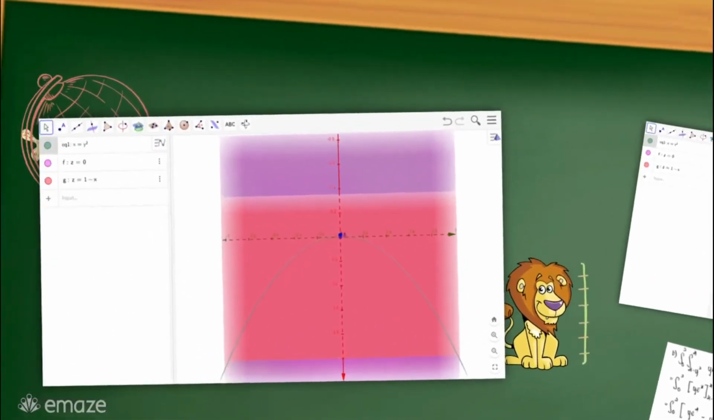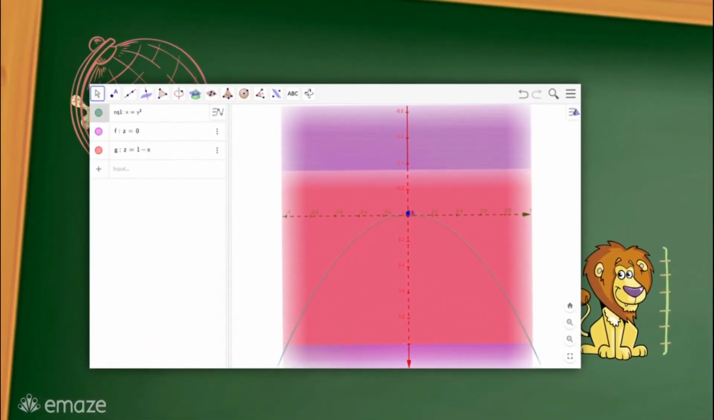Next, this is from the z-axis, and xy is the base. Z is the height, xy is the base. So this is the shape of the graph, and we have the curve from negative 1 to 1, which is x equal to y squared.